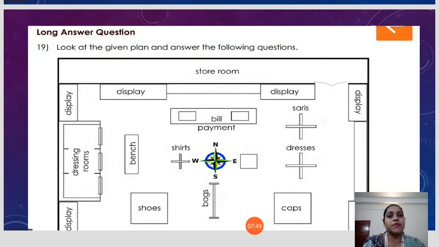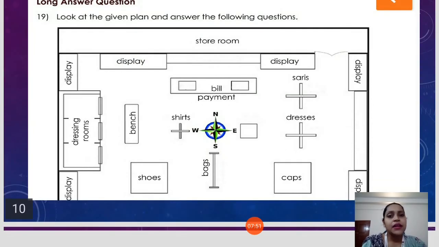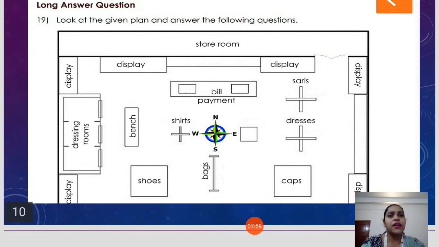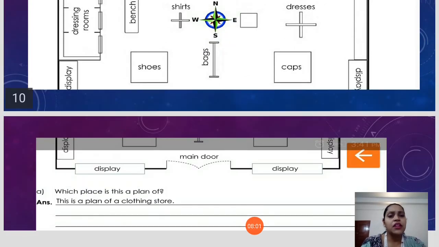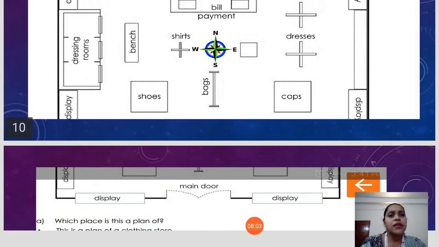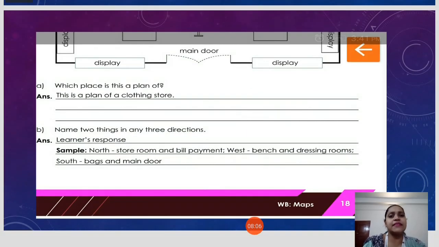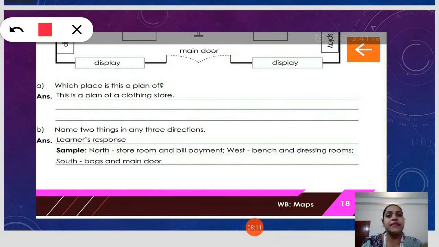Okay children. Now we come to question number 19. Again question number 19 is a map. It's the plan of a mall. Yes, it's given which place this is a plan of. Here it's given this is the plan of a clothing store, and name 2 things in any 3 directions. North we have storeroom and bill payment, west bench and dressing rooms, and south bags and main door.